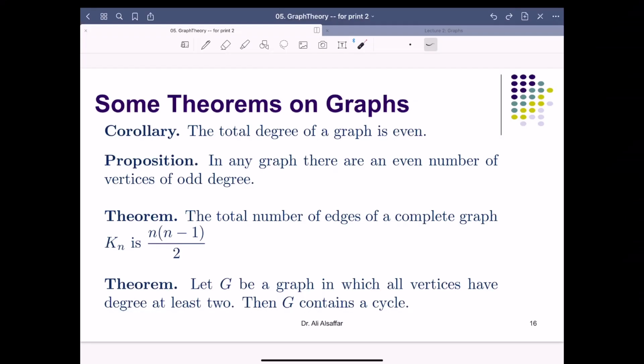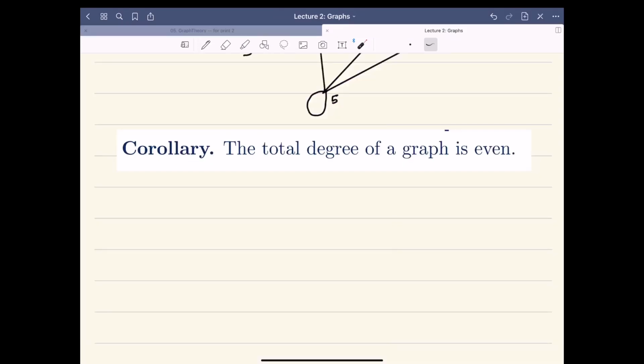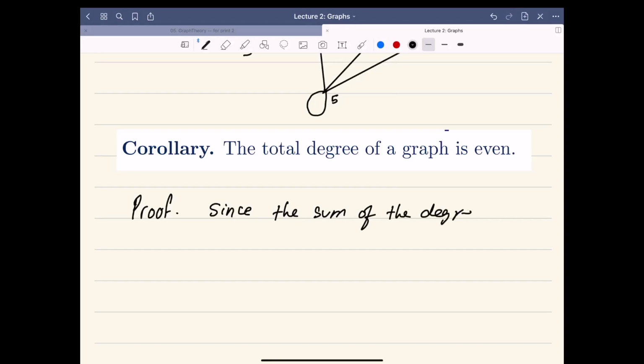Now is the time to prove some theorems, corollaries, propositions on graphs. So the first one says the total degree of a graph is even. To prove this statement, we will say since the sum of the degrees, because it says the total degrees, sum or total. So here you can say total because the question says total, or you can say sum.